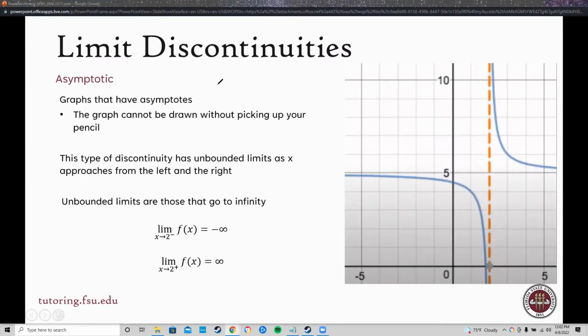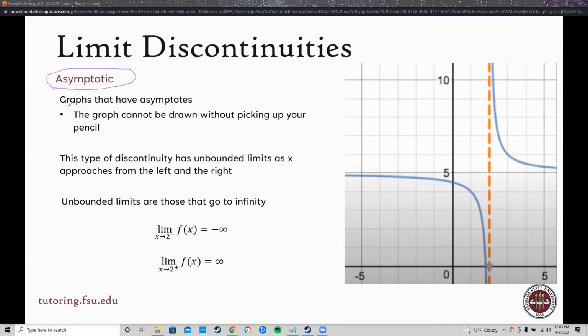One of the most important discontinuities to be able to realize is the asymptotic discontinuity. Asymptotic behavior occurs very often in math and in real life science. So out of all of the graphs, I think this one is the most important to really be able to work with.